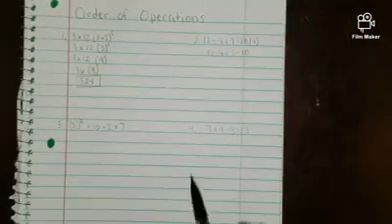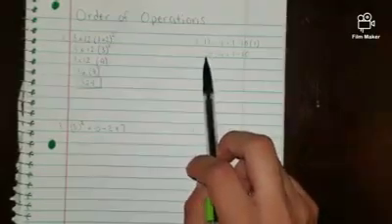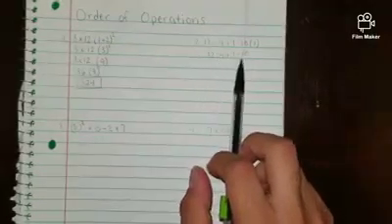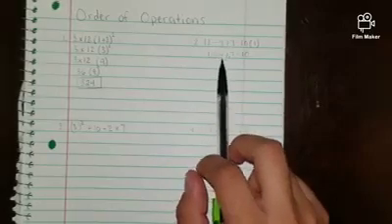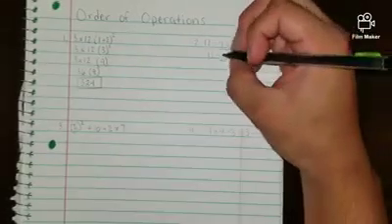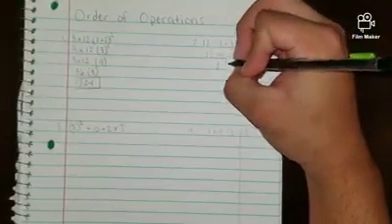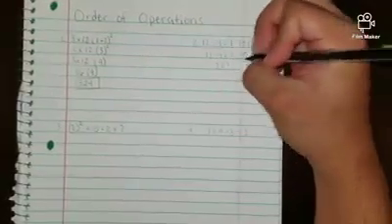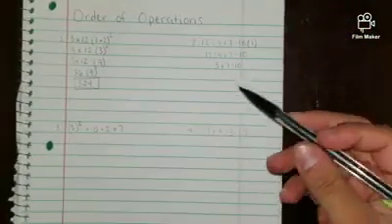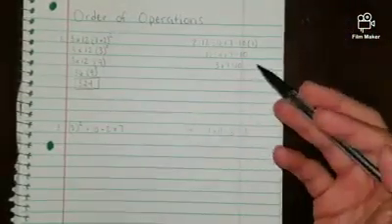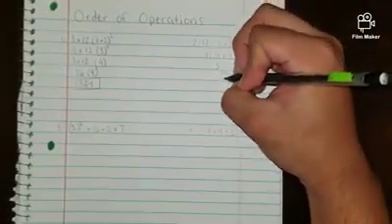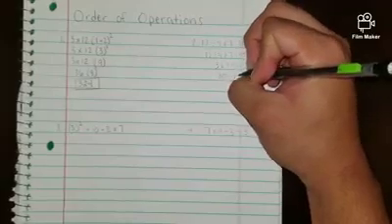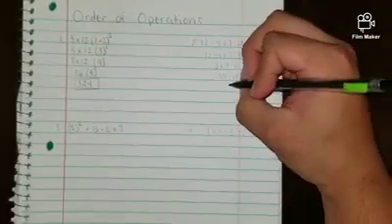Now we go down. We don't have any exponents nor any multiplication, but we do have division. So 12 divided by 4 would give us 3. Then we have plus 7 minus 10. And now we go to addition. Yes, we have 3 plus 7, which would give us 10. And then lastly, we have subtraction. 10 minus 10 gives us 0.